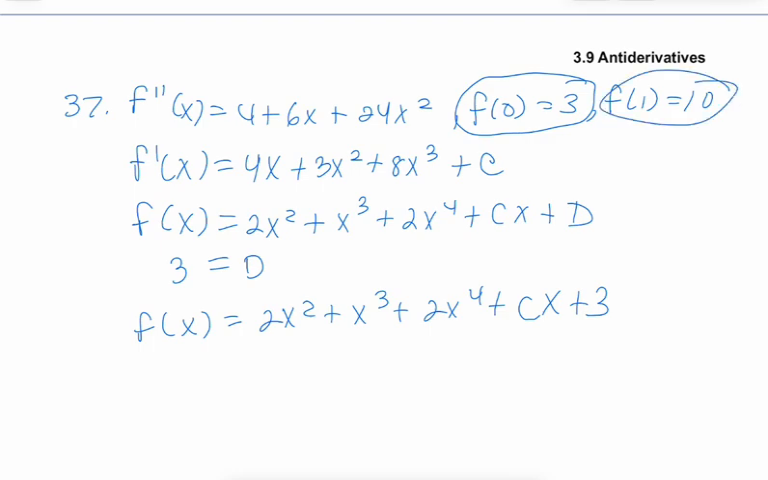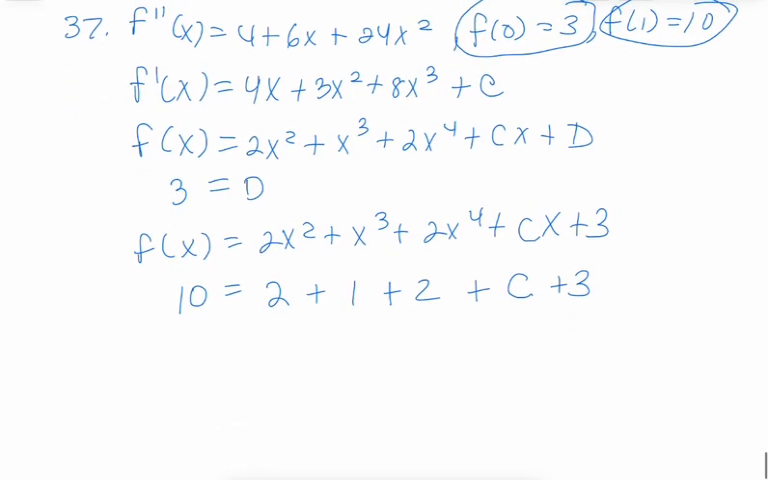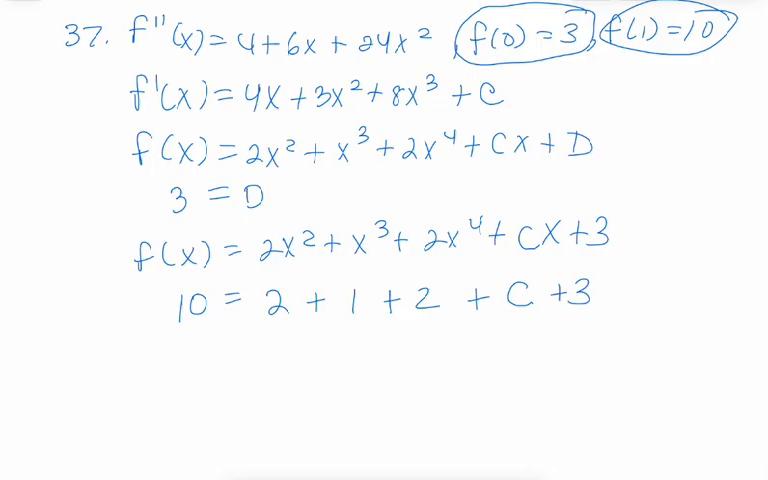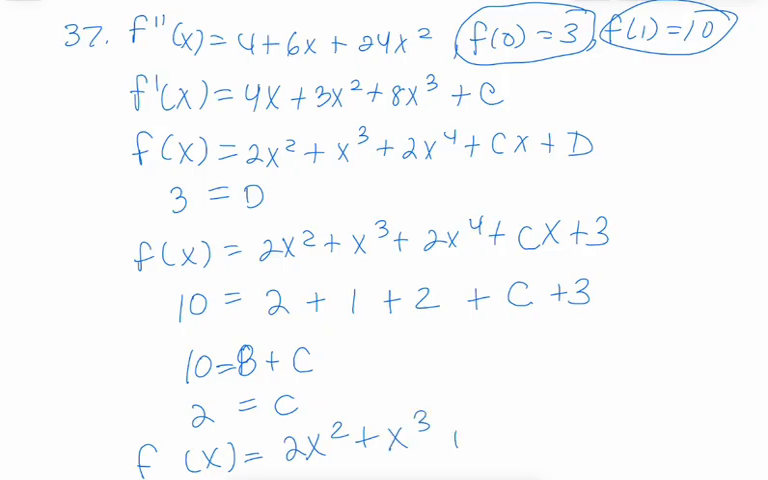If I plug in 1, I should get 10. So let's plug in 1. I get 2 plus 1 plus 2 plus C plus 3. Do you see how that point is going to give us the C that we didn't know? Because when I plug in 1, I better get 10. So all the x's became 1s. So 2 plus 1 plus 2 plus 3 is 8. So 10 equals 8 plus C. So C is 2. Now I know my full function. So it's 2x squared plus x cubed plus 2x to the 4th plus 2x plus 3.